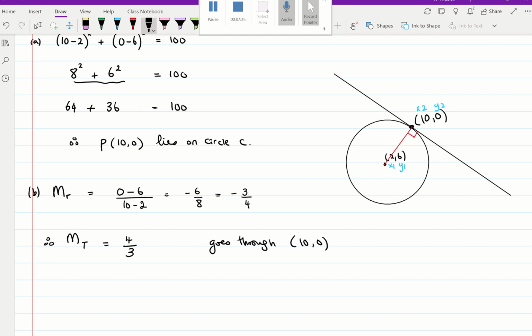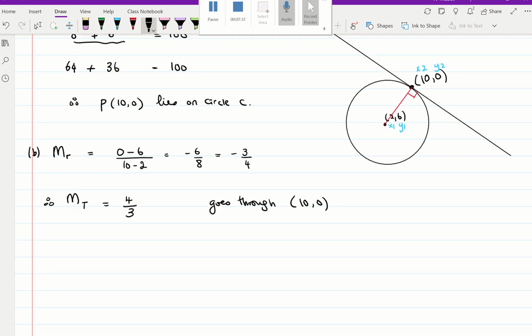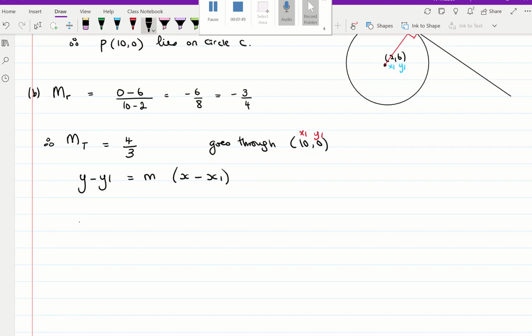And the tangent goes through 10, 0. So I have y minus y1 equals m(x minus x1). And of course, this time this is x1 and y1. So y minus 0 equals 4/3 (x minus 10). So this is y equals 4/3 (x minus 10).